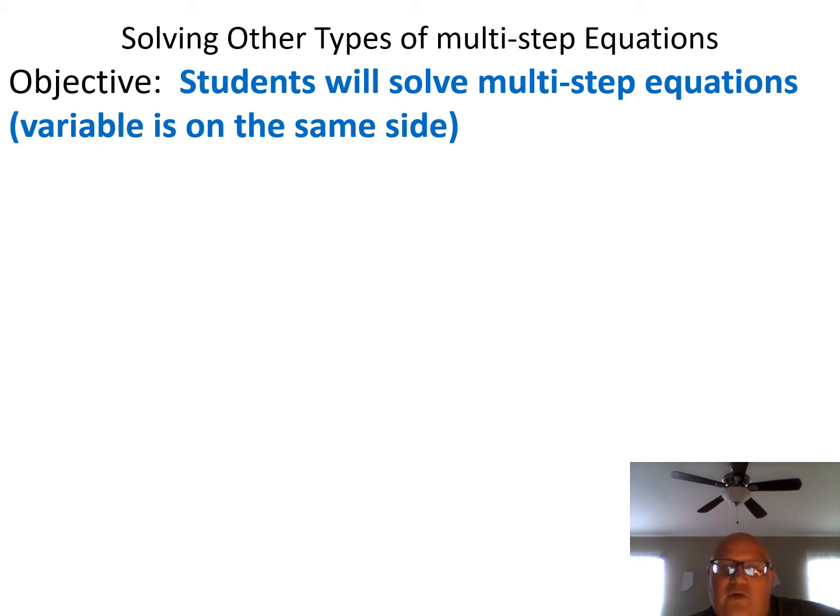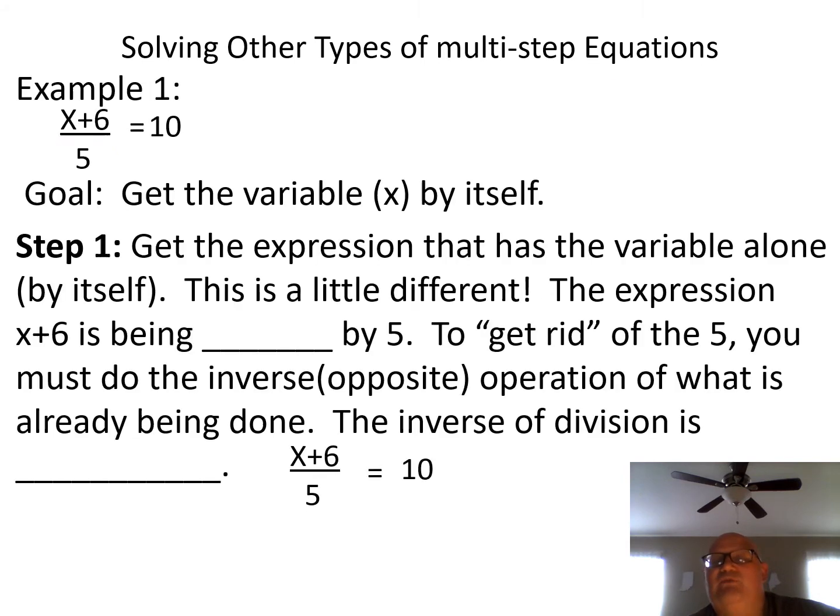It's a little different. The other types look a little different, but it's variables on the same side still. So we got (x plus 6) divided by 5 equal to 10. You still want to get x by itself. The expression x plus 6 is what? That whole thing is being divided by 5.